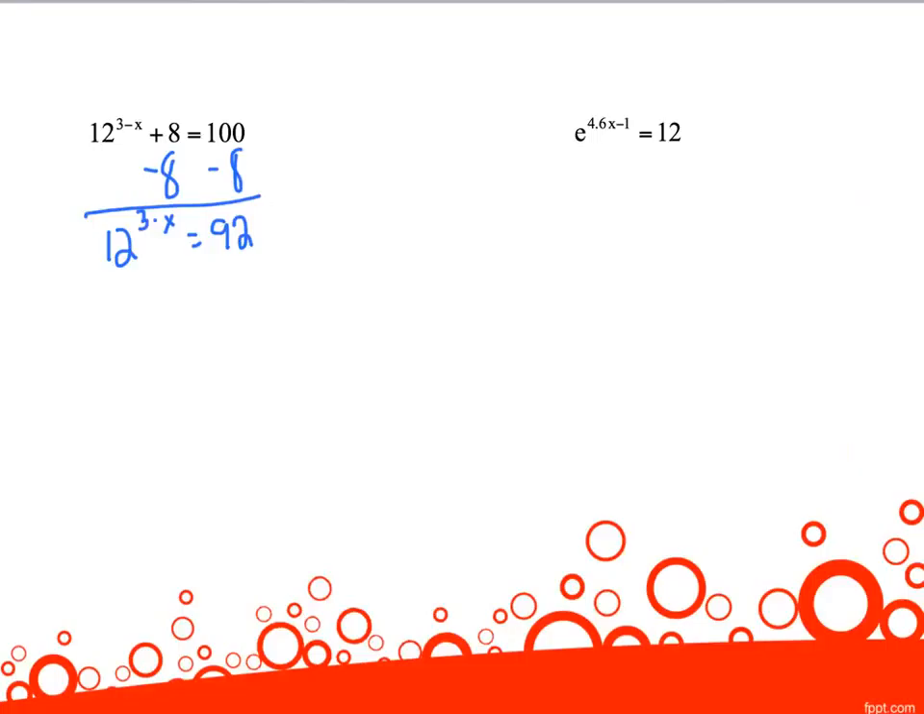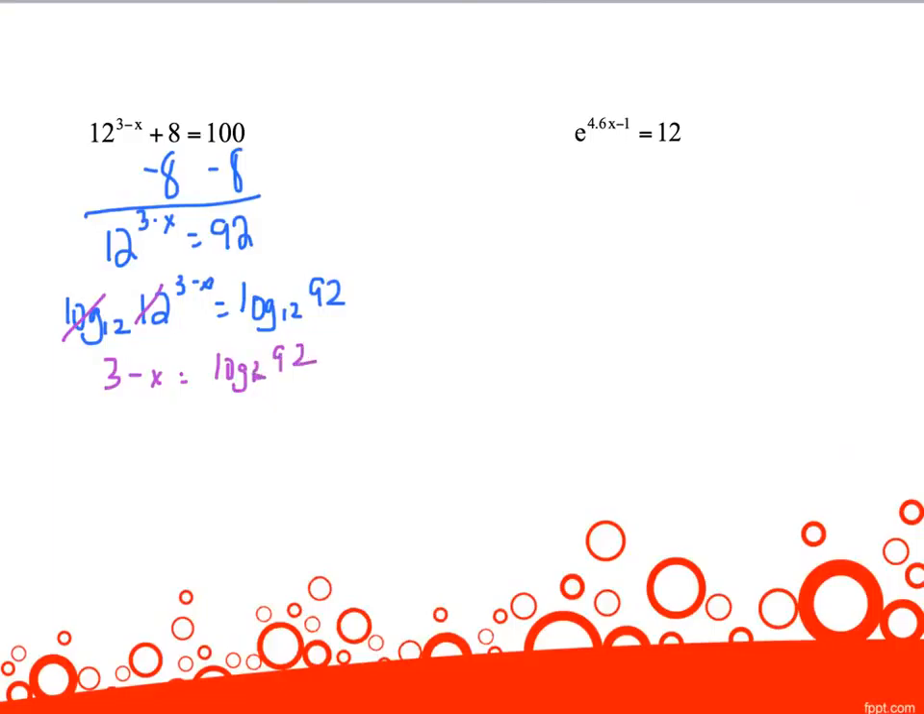So what I want to do is I want to do log base 12 on both sides. So I'll do log base 12 of 12 to the 3 minus x equals log base 12 of 92. And again, I'm going to leave that like that for right now. Then we'll use our calculator in a minute. Our log base 12 and 12 to the cancel. I get 3 minus x equals log base 12 of 92.